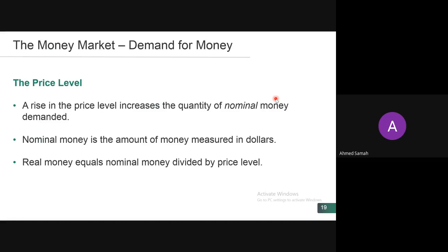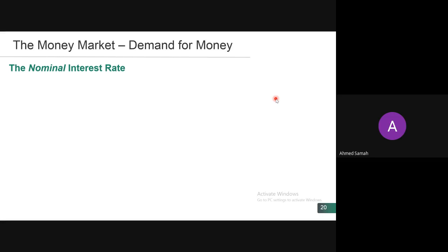Then there's the nominal interest rate. The nominal interest rate is the opportunity cost of holding wealth. Basically, what it is saying is that when you put your money as savings in the bank, you will be earning the nominal interest rate. That is the return you gain from savings. That's why the nominal interest rate is the opportunity cost of holding wealth.